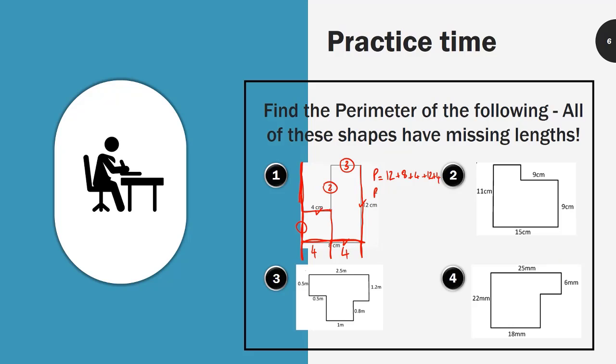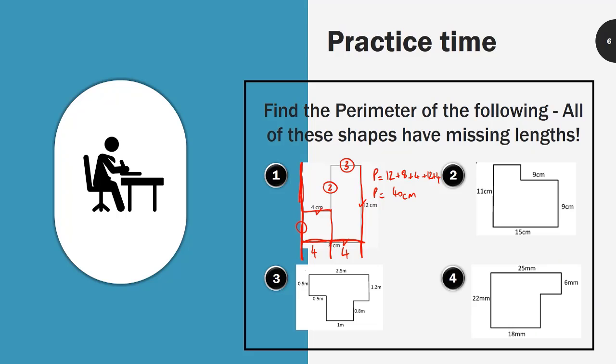So now I can add those together. 12 plus 8 is 20. Okay, plus 4 and 12 makes 16, 20. So I'm adding 20 and 20 together. So that means my answer is going to be 40 centimeters.